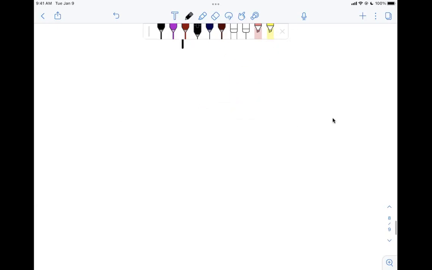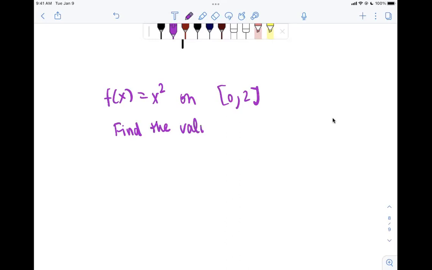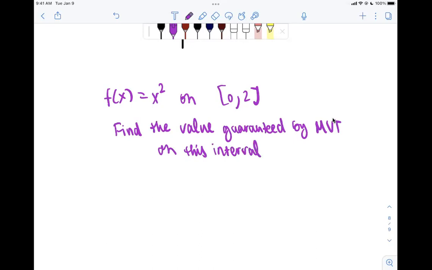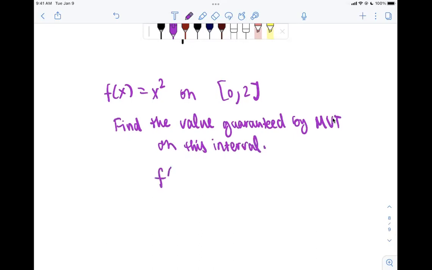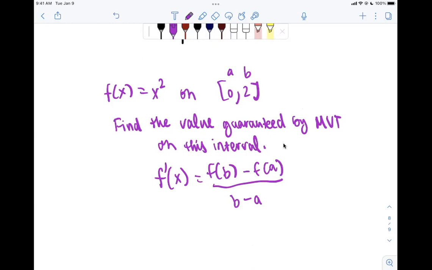We can just do a couple of examples real quick. So say we have the function f of x equals x squared on 0 to 2. Find the value guaranteed by the mean value theorem on this interval. So remember, the mean value theorem guarantees you a point x so that the derivative of f at x equals f of b minus f of a over b minus a. And over here, your a is 0 and your b is 2. So see if you can figure that out. And I'll give you the answer in just a few minutes.